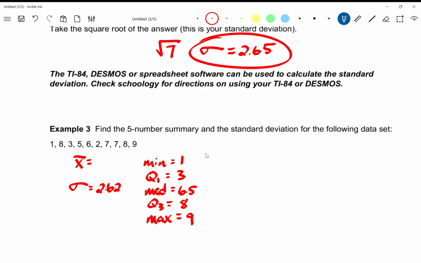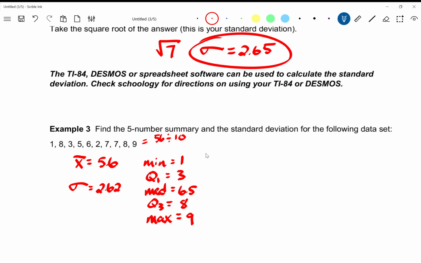So let's see if I can do that somewhat quick in my head. I've got 9, 12, 17, 23, 25, 32, 39, 47, and 56, divided by 1, 2, 3, 4, 5, 6, 7, 8, 9, 10. So my average would have been 5.6.